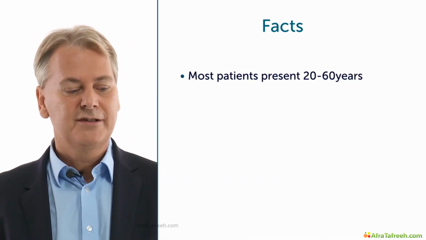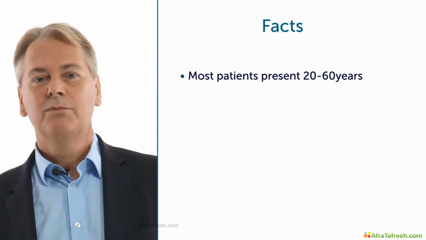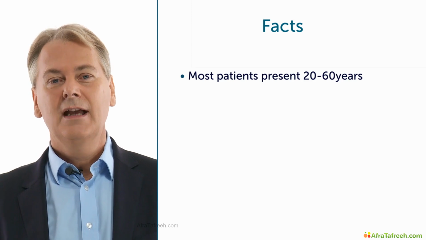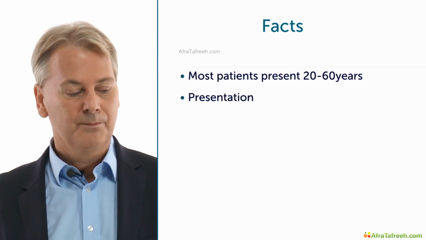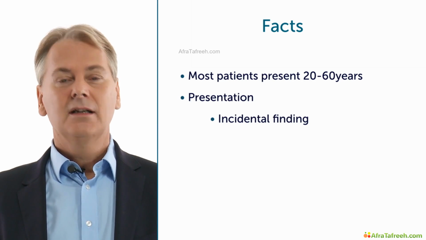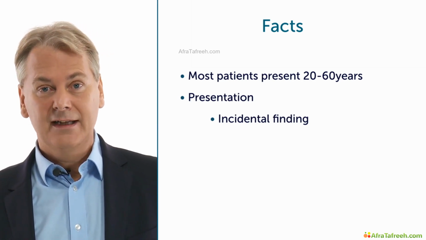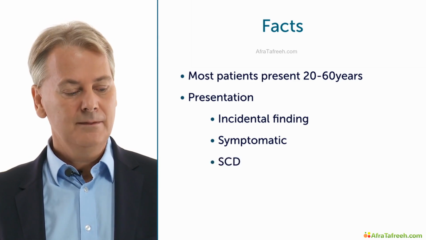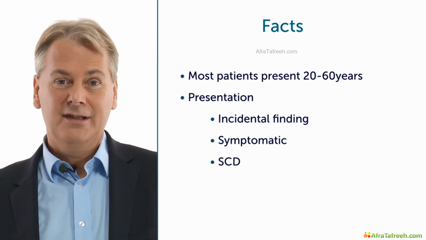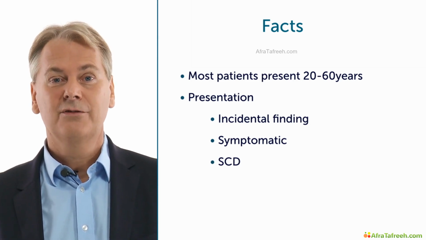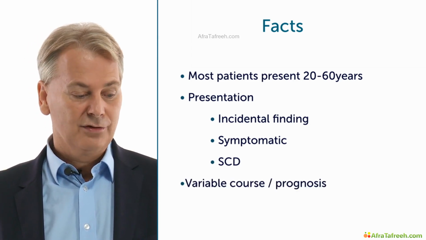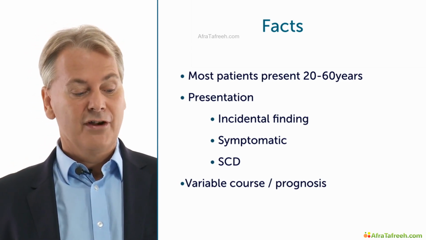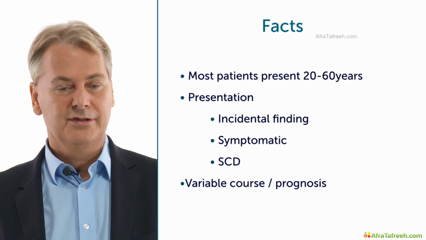First of all, most patients present in the age group of 20 to 60 years, but we can even find infants with dilated cardiomyopathy and sometimes patients who are very old. The presentation can sometimes be as an incidental finding. Patients come because they are symptomatic, usually dyspnea. Sometimes the first presentation is actually sudden cardiac death and the patients are brought to the hospital as a survivor of sudden cardiac death. And as I already mentioned, the cause is very variable and so is the prognosis.